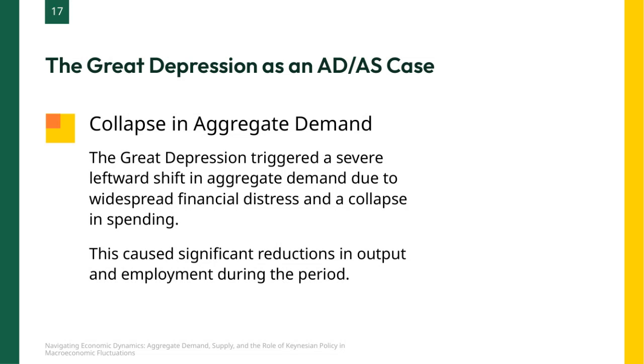Here we're focusing on the Great Depression through the lens of aggregate demand and aggregate supply. The key idea is that during the Great Depression, there was a drastic leftward shift in aggregate demand. This happened because financial distress was widespread. People and businesses lost confidence, cut back on spending, and banks failed. As a result, total spending in the economy plummeted. The consequence of this collapse in demand was severe, and unemployment soared. Understanding this shift helps explain why the economy shrank so dramatically during this period.